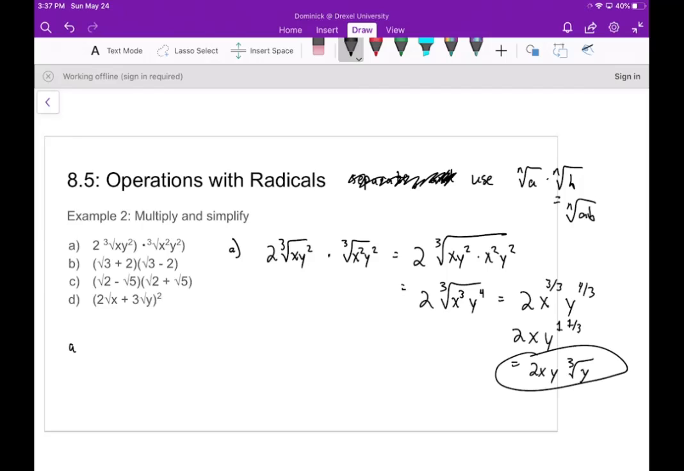Okay. Part B, we have a square root of 3 plus 2 times the square root of 3 minus 2. So now this is just FOIL. If we do square root of 3 times square root of 3, we get a square root of 9, which is just 3. Then we'll get a minus 2 square root of 3 plus 2 square root of 3, so they cancel. And then we get minus 4. So we're going to get 3 minus 4, which is a negative 1.